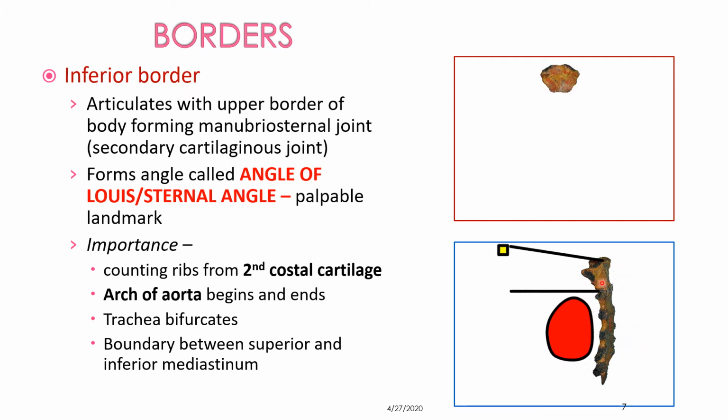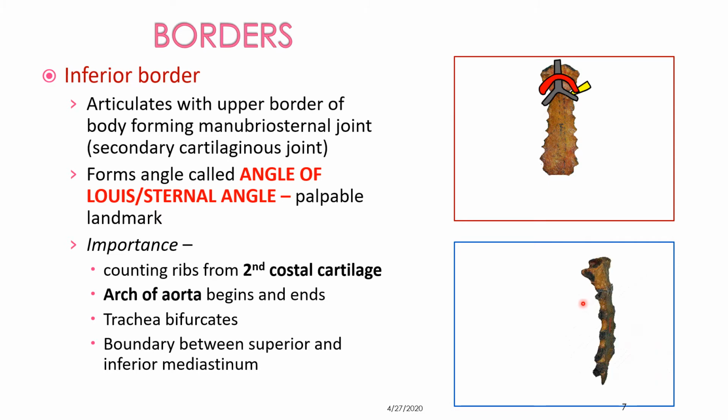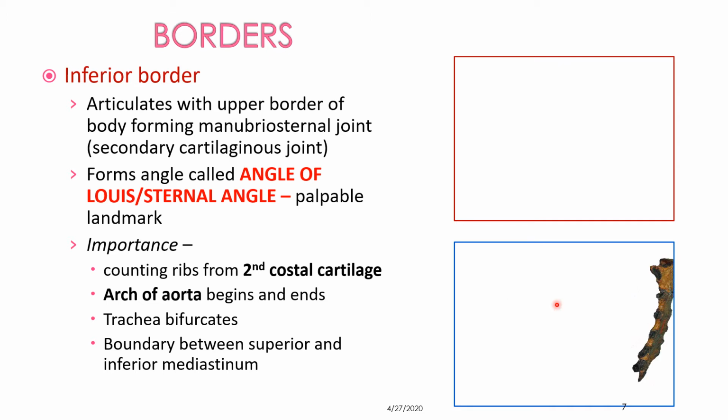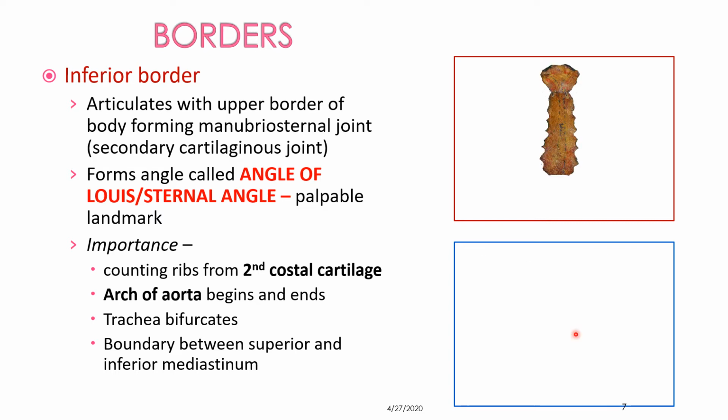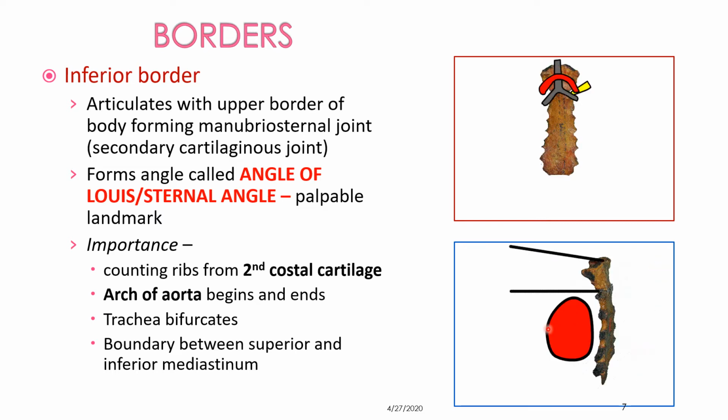This is the posterior surface of the manubrium you are seeing. So, at the inferior border, you can draw a line, and that forms the boundary between the superior mediastinum and the inferior mediastinum, wherein you are seeing the heart.